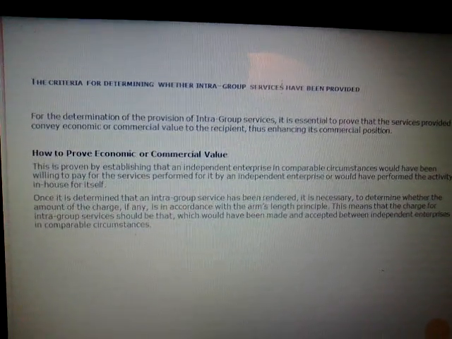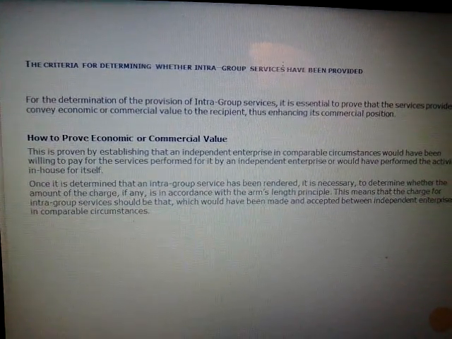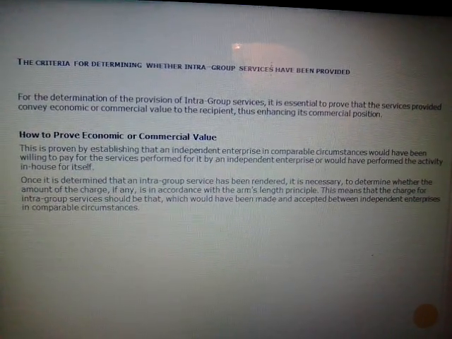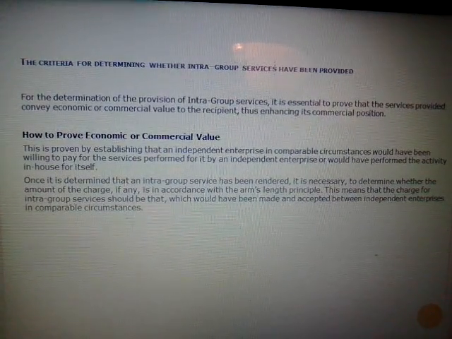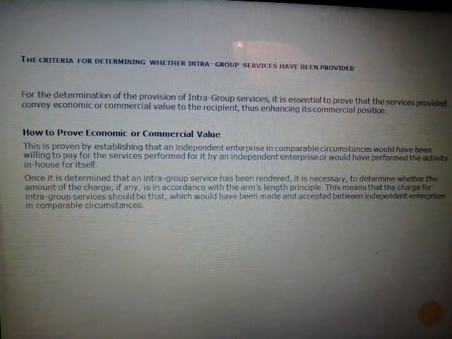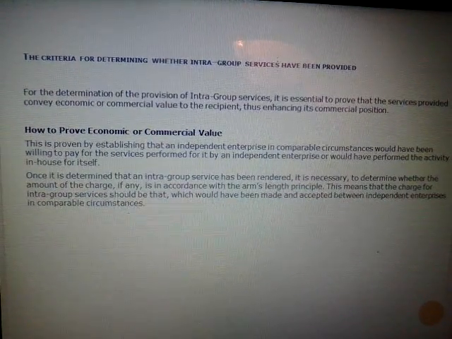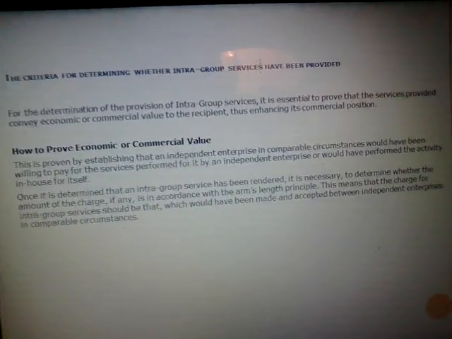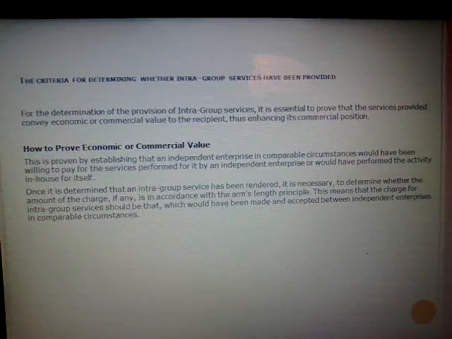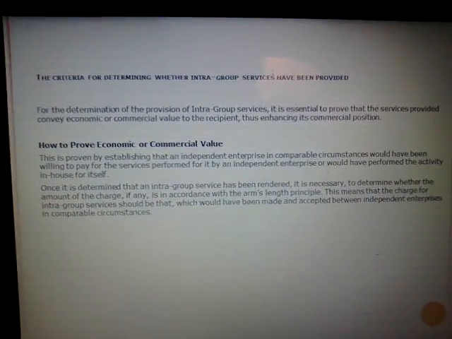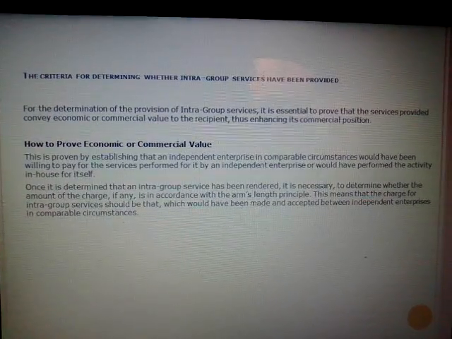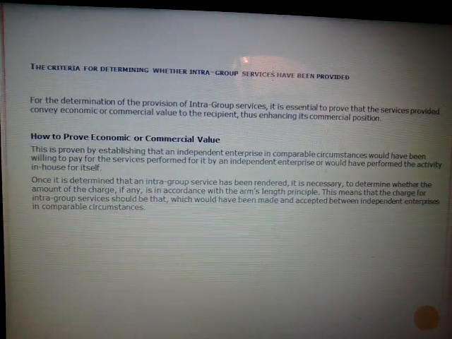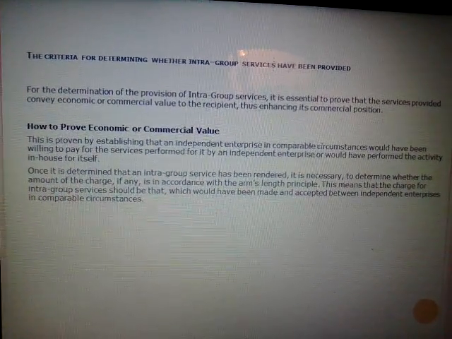The criteria for determining whether intra-group services have been provided. For the determination of the provision of intra-group services, it is essential to prove that the services provided convey economic or commercial value to the recipient, thus enhancing its commercial position. How to prove economic or commercial value? This is proven by establishing that an independent enterprise in comparable circumstances would have been willing to pay for the services performed for it by an independent enterprise, or would have performed the activity in-house for itself.